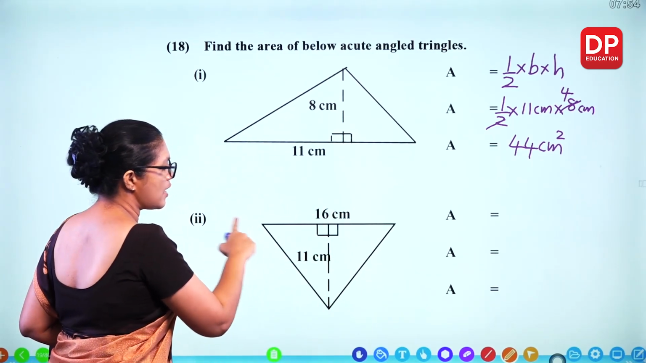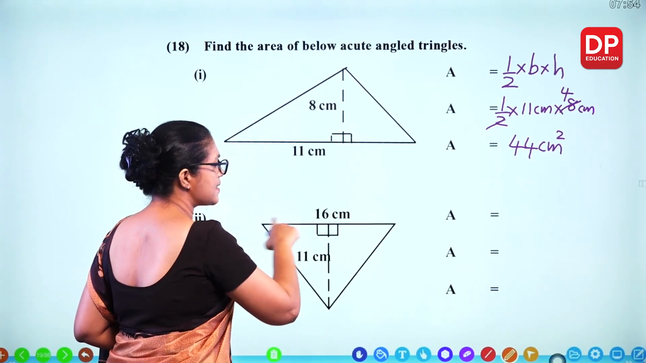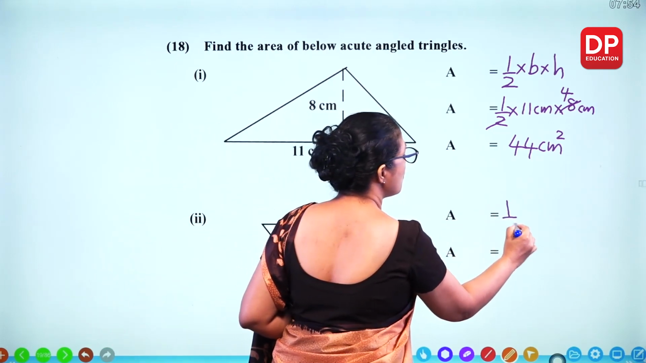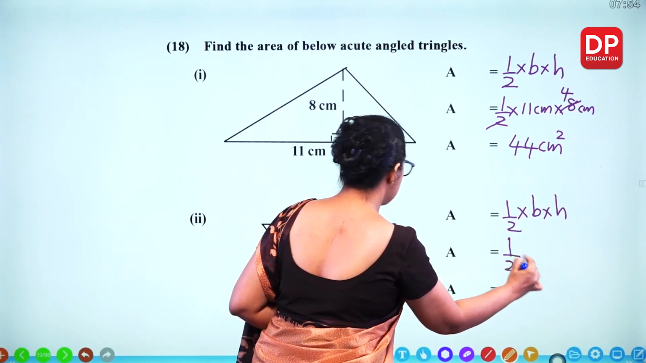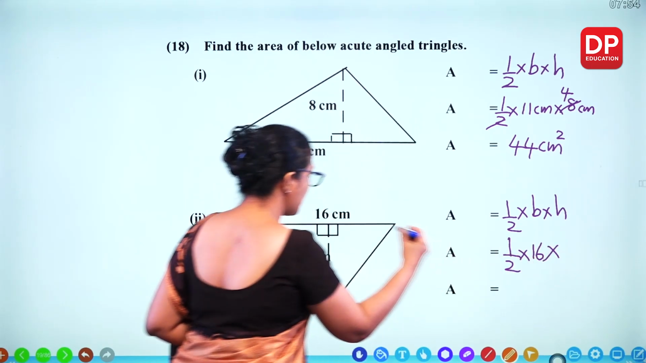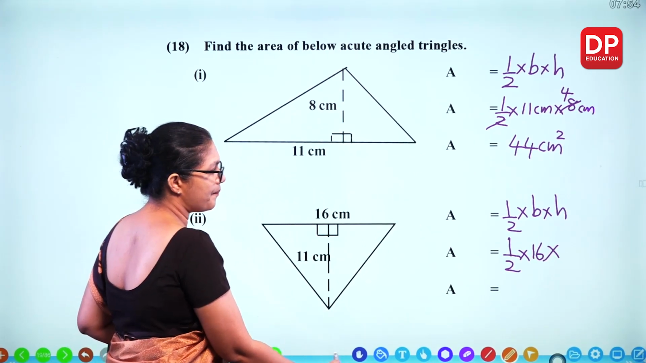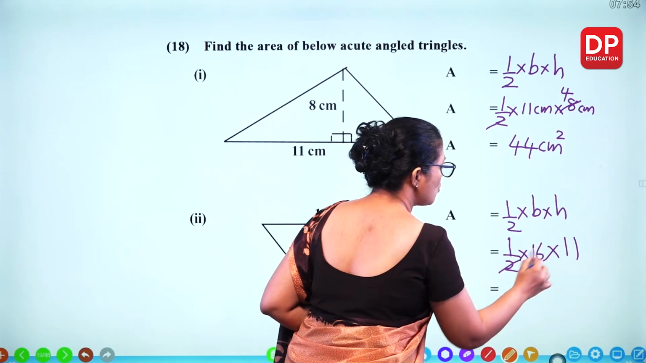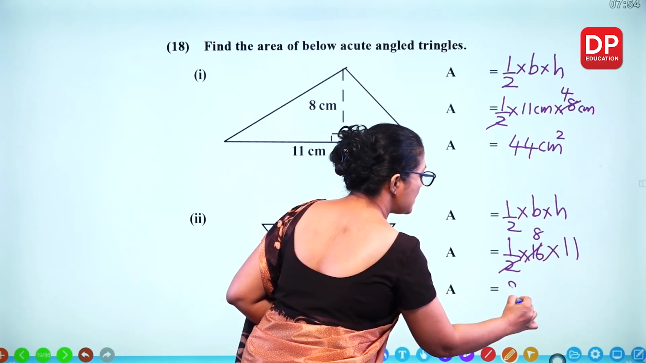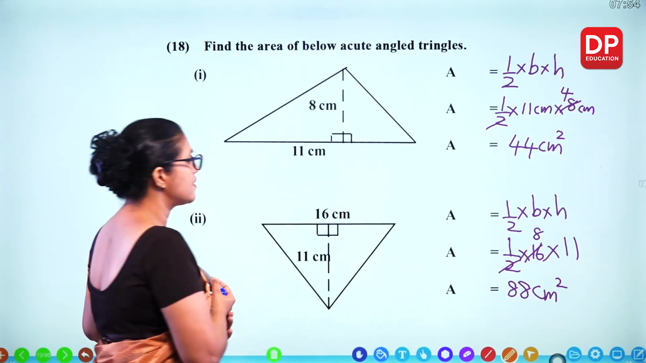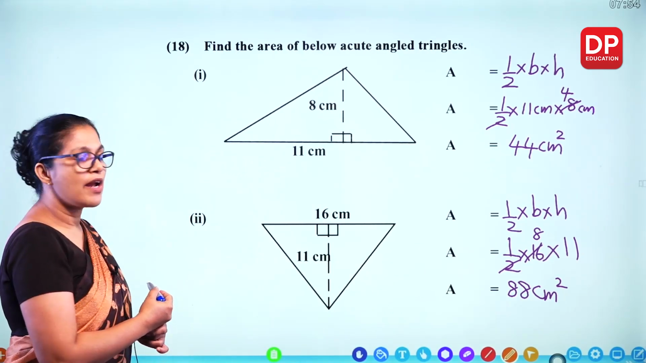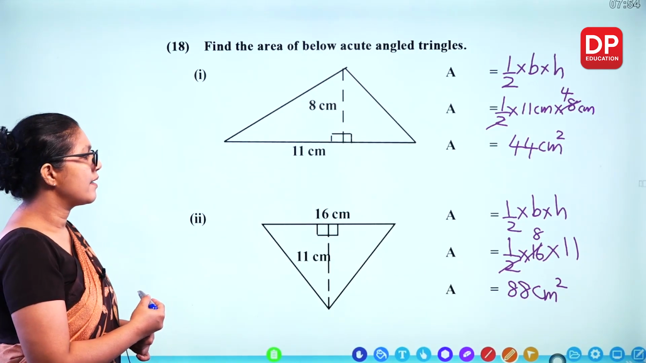Again, this is an acute angle triangle. Base is 16. So half into base into perpendicular height. Base is 16. What's the perpendicular height? 11. So 2 times 8, 11 times 8 is 88 square centimeters for the area of the acute angle triangle.